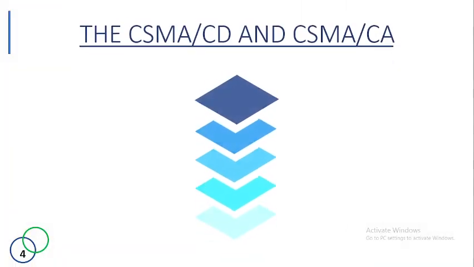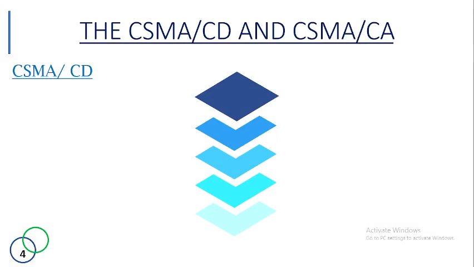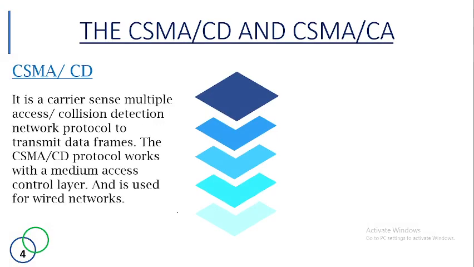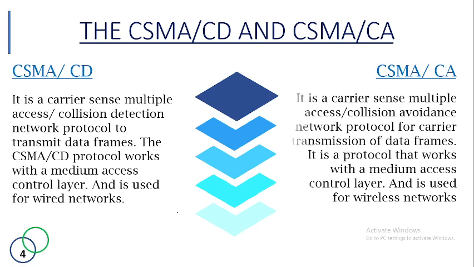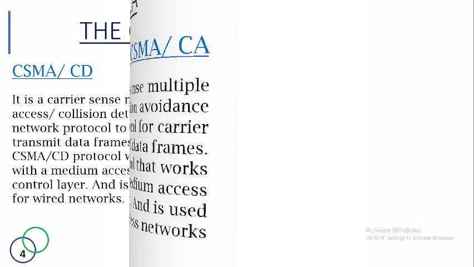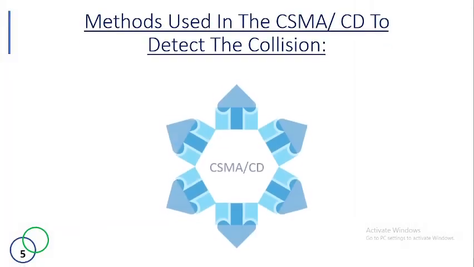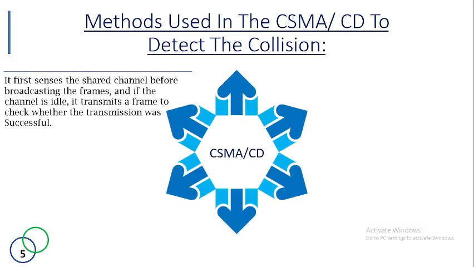Now, the CSMA-CD and the CSMA-CA. First, the CSMA-CD. It is carrier sense multiple access collision detection. As the name suggests, it detects the collision and is used for wired networks. The CSMA-CA. It is carrier sense multiple access collision avoidance that avoids the collision, usually used for wireless networks.